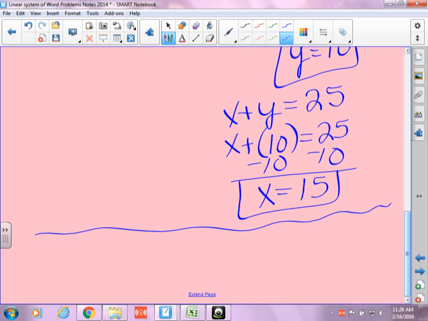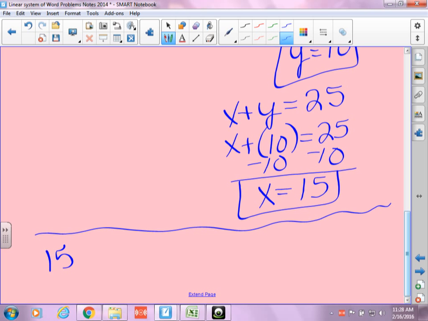Have we done this before? Yes. We did step 4. We did a lot of it, okay? Now we're moving on to step 5. What does step 5 ask us to do? Label. We need to label. We need to answer our question. So what does the 10 and the 15 stand for? 15 what? 15 small cards.